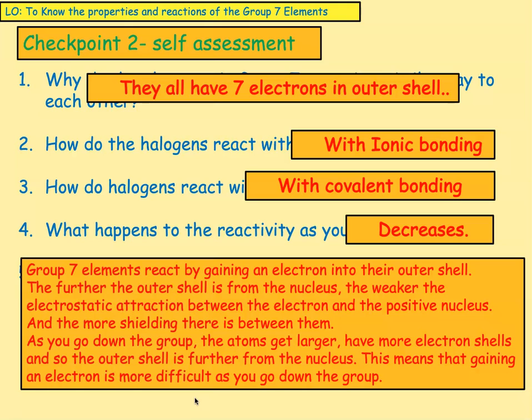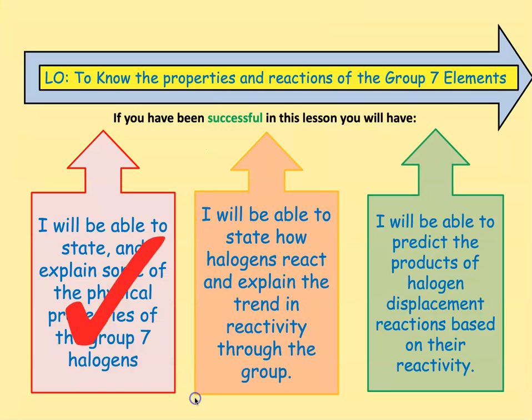So hopefully you were successful with that. Okay, and that's our second success criteria. So let's look at our third one. We want to be able to predict the products of halogen displacement reactions based upon their reactivity.